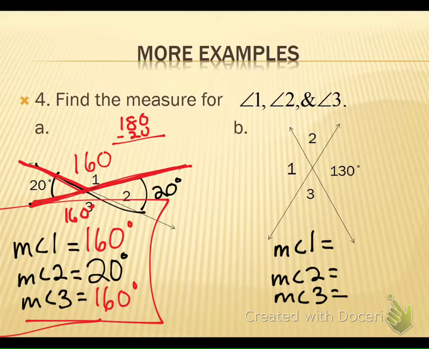Okay, in part B, which is the easiest one to find? 1, 2, or 3? 1. Why is 1 so easy to find? They're vertical angles. So what is the measure of angle 1? 130. Good.